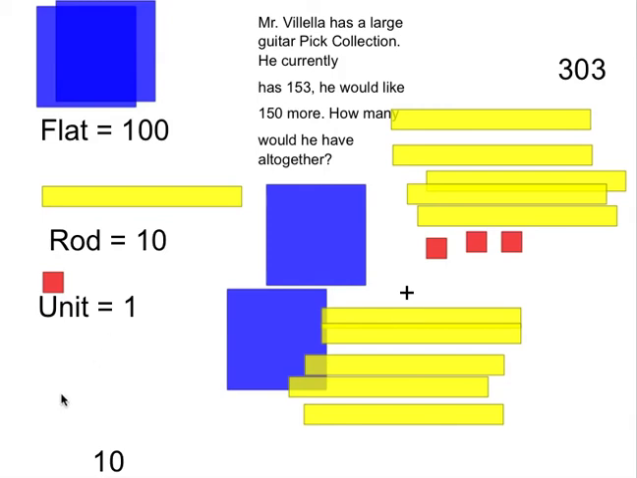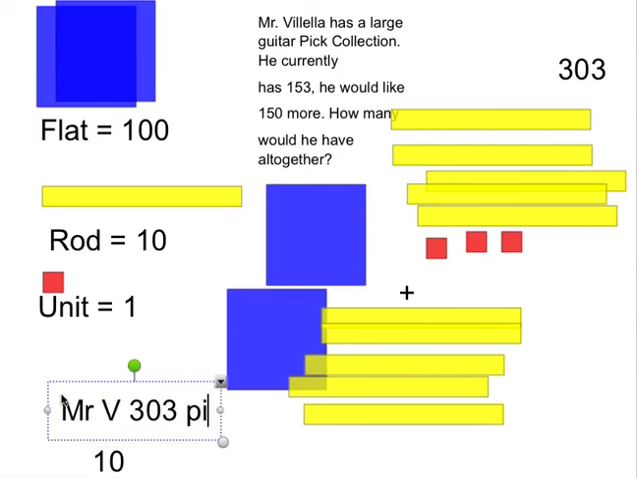at the end saying, Mr. V would have, in this case, 303 guitar picks in total. Okay, so you would need a sentence at the end.